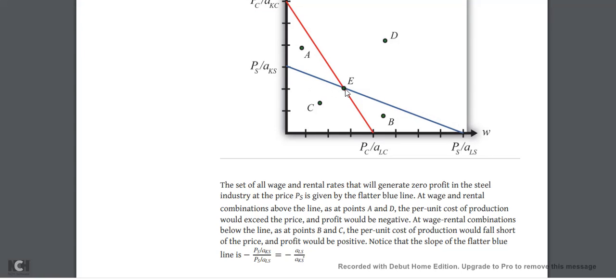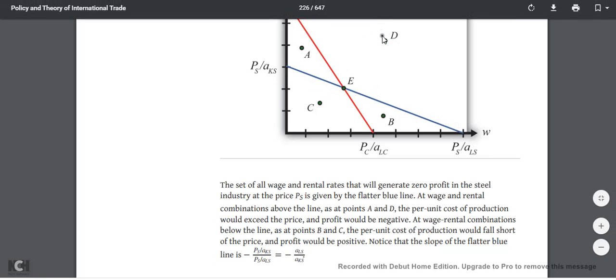If your production is above this line, say let us take the production is happening at D. So what does this represent? This represents that the unit cost of production which is used in the production is more. The cost is increasing.